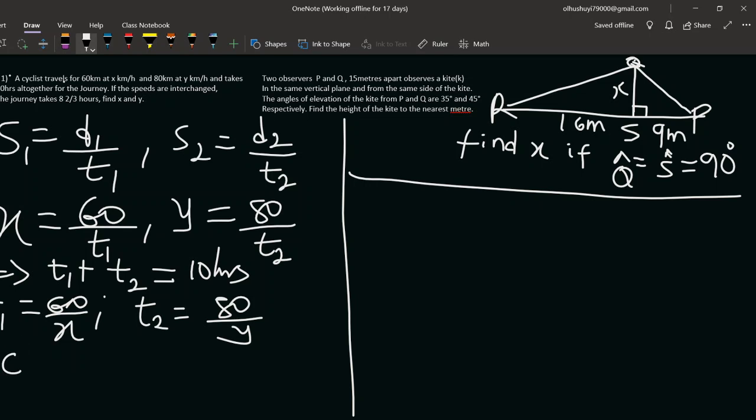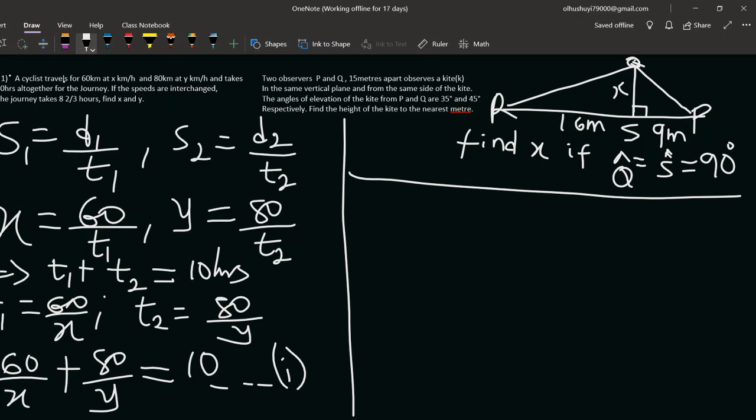that implies that 60 over x plus 80 over y will be equal to 10. Do you get that? This will form equation 1.